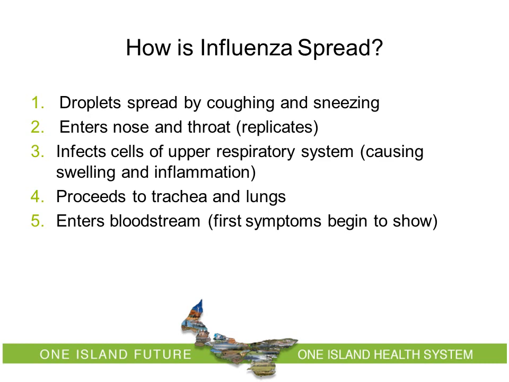The virus then infects cells of the upper respiratory system, causing swelling and inflammation. It then proceeds to the trachea and lungs and enters the bloodstream, where symptoms first begin to show. People with influenza can be infectious to others from 24 hours before they display symptoms until a week after the start of the symptoms.